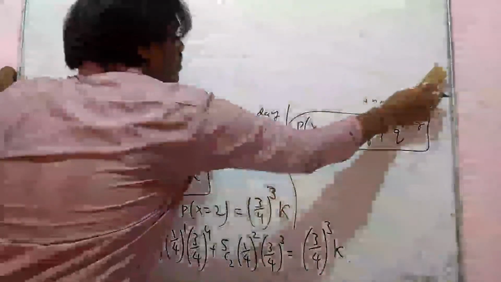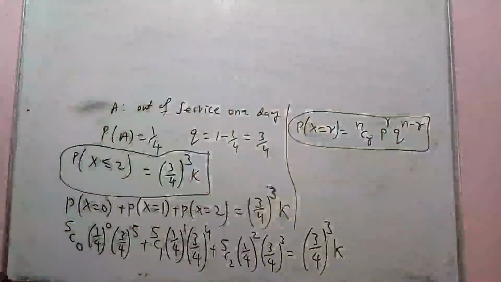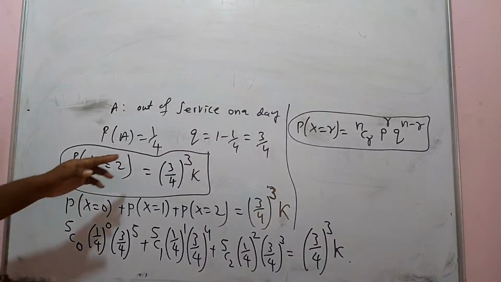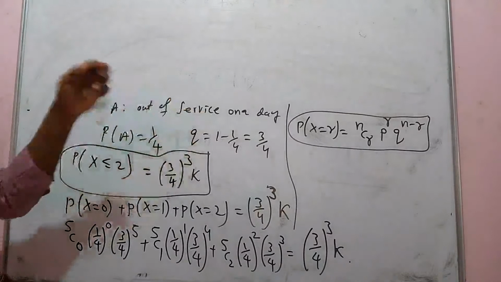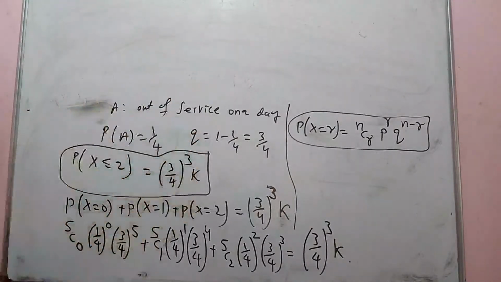Hope you have understood. If not, I will explain once again. See here, a workshop is there. There are 5 machines. In a day, one machine is getting out of service. The probability of one machine being out of service in a day is 1/4, as given. So q will be 1 minus 1/4, that is 3/4.